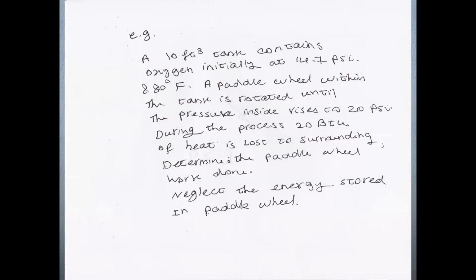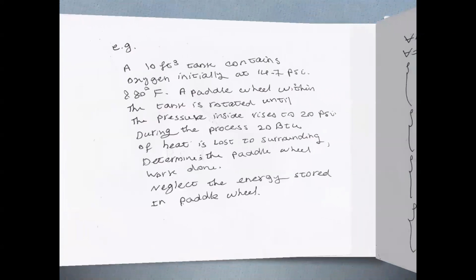And so now we have the equation left of Q net in plus W net in equal to 0. If we broke those down into Q in minus Q out plus W in minus W out equals 0. I believe we don't have any Q going in, or there's no heat going in, so that would be 0, and that goes away from our equation. And so we have negative 20 BTU plus the work that we put in.